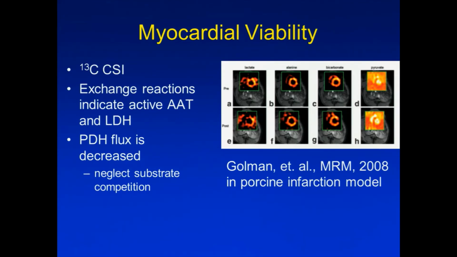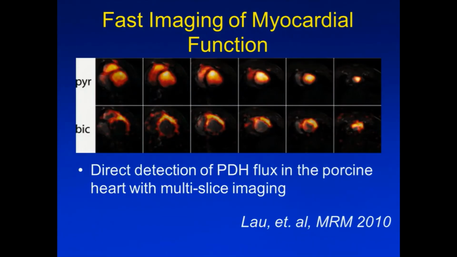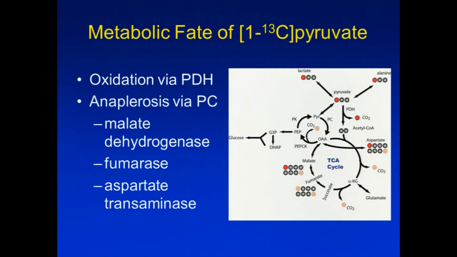Now, this was done with a standard CSI experiment that's not really going to translate into human use. This could very easily translate into human use. This is multi-slice imaging in the pig. Again, here you can see the pyruvate and the bicarbonate image. This has only continued to get better. This was just with a straight surface coil. There's already a paper out using multiple surface coils to increase the homogeneity of these images. But this is a protocol that I think could easily be used in humans.